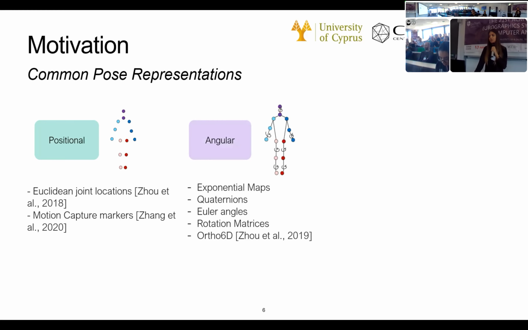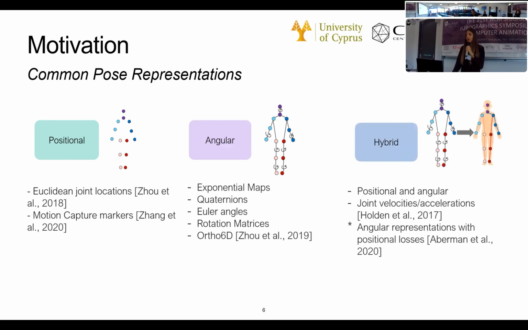Angular representations, which are widely used in the graphics domain, are the local orientation of each joint with respect to its parent in the kinematic tree, and can be expressed in terms of exponential maps, quaternions, Euler angles, rotation matrices, or the 6D representation. We refer to combinations of the aforementioned as hybrid representations. In this category, we include richer representations, which may contain other features such as velocities or accelerations, or works that apply losses implicitly combining both positional and angular features.